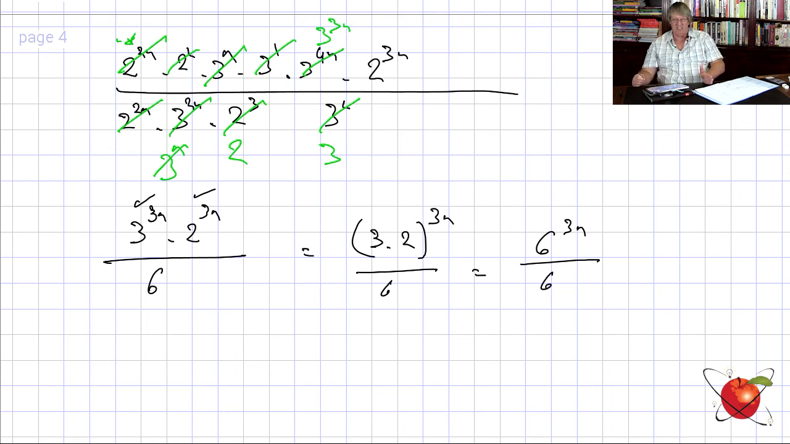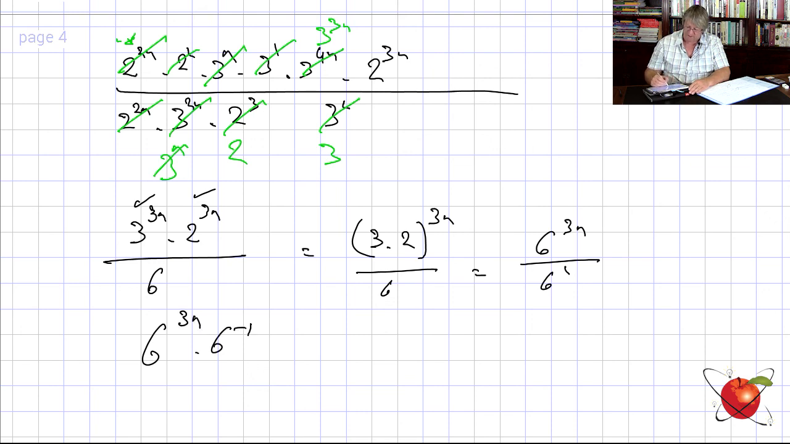Can I cancel that 6 out? Not on your life, because that is 6 to the power of something and a 6 at the bottom. It does not become 3n. Just remember, that's an exponent, and that is 6 to the power of 1. You can take this one step further: 6 to the power of 3n times 6 to the minus 1, which is 6 to the power of 3n minus 1.